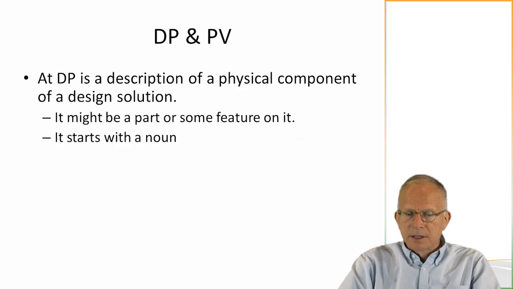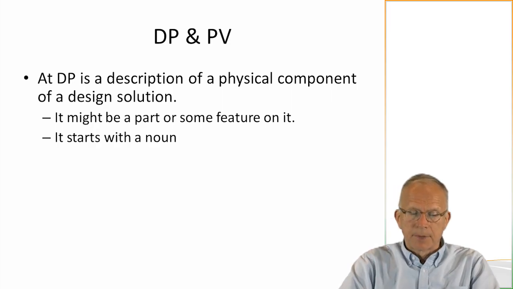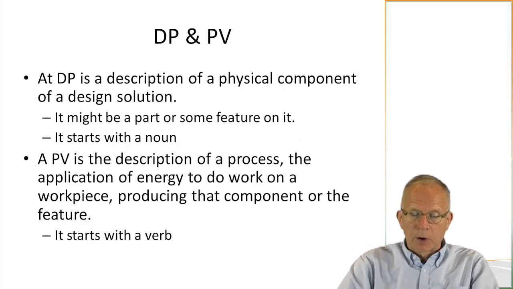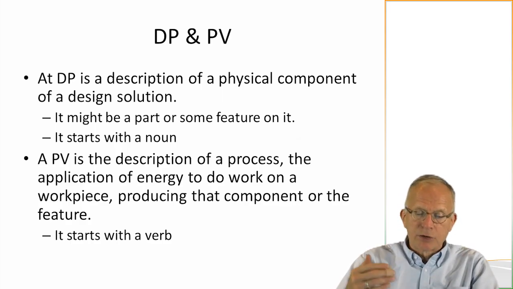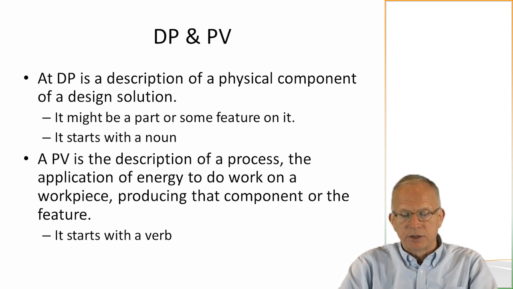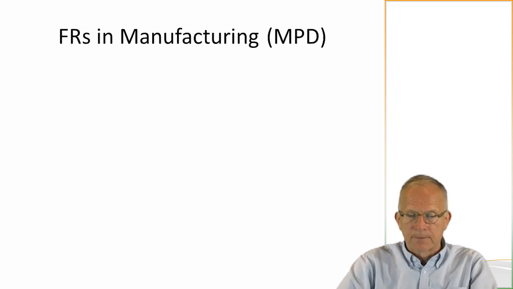All right, DP and PV. So the DP is a description of a physical component of a design solution. So it's what you put on a print or in a CAD file, or develop in a CAD file. It might be a part or some feature on it, and it should start with a noun, as we said before. Now, a PV is the description of the process, that is, the application of energy to do work on a workpiece that produces that component or feature. And that would start with a verb, as we saw a couple lectures ago.